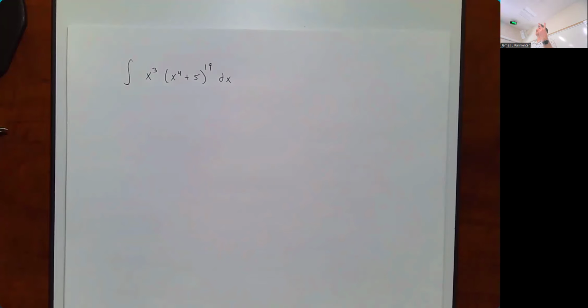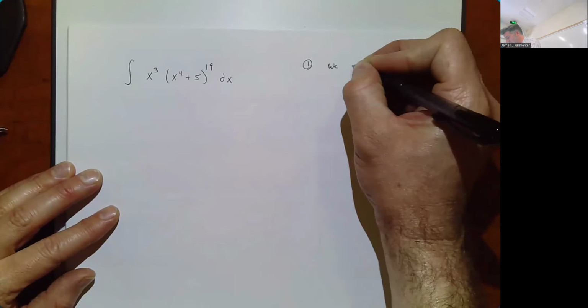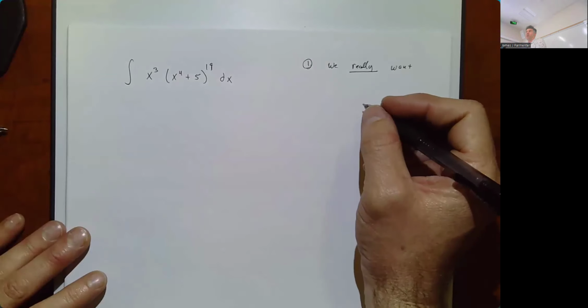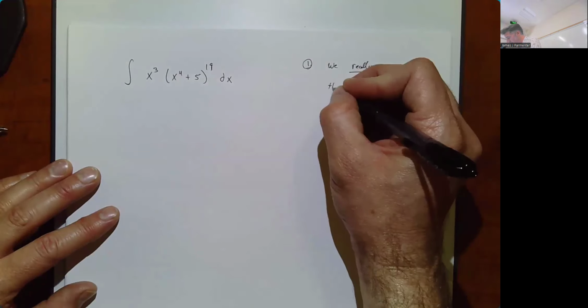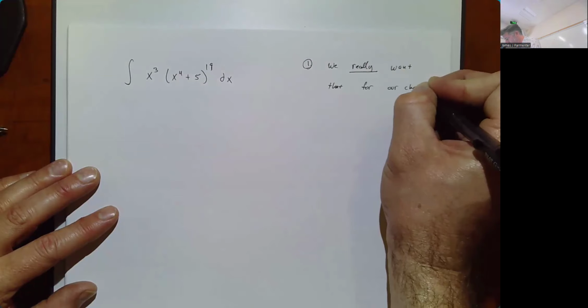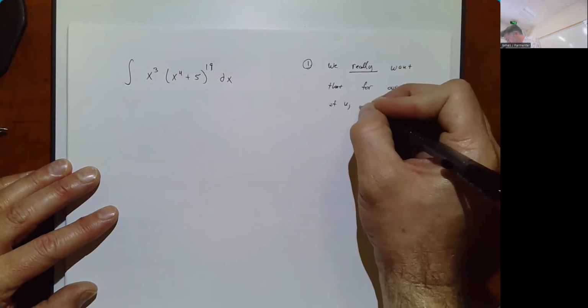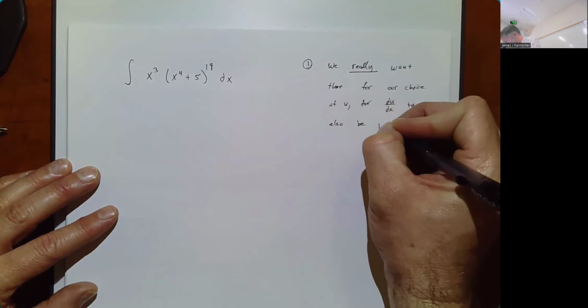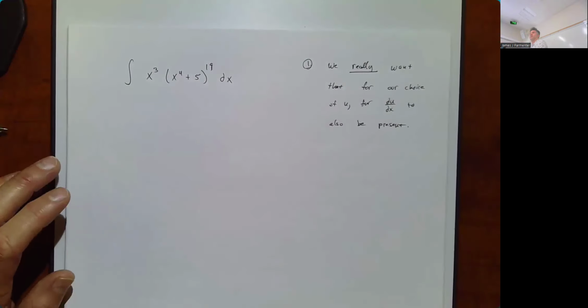There are two criteria that I'm looking to satisfy when I make a choice for u. We always would like for both of these to be true. They're not always both going to be true. Later on, we're going to do some substitutions where one of these things, or maybe even both, aren't true and it still works out. But from the get-go, we would love for it to be true that, one, the derivative of whatever our choice of u is also there. So we want that for our choice of u, the derivative du dx to also be present in our integral. That's what we would love to happen.